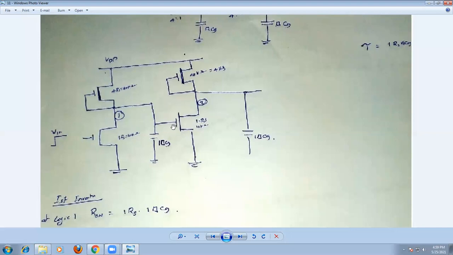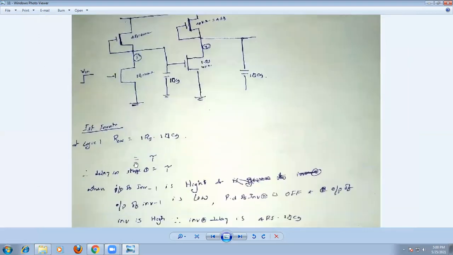Okay, remember that part. Now, what is the delay associated in this case? The first stage depends upon the value of 1 square Cg, and that depends upon the on resistance of the transistor. So when the input is at logic 1, R1 is equal to 1 into RS. Now what is the delay? It is 1 into RS into 1 square Cg, R into C. That is equal to tau.